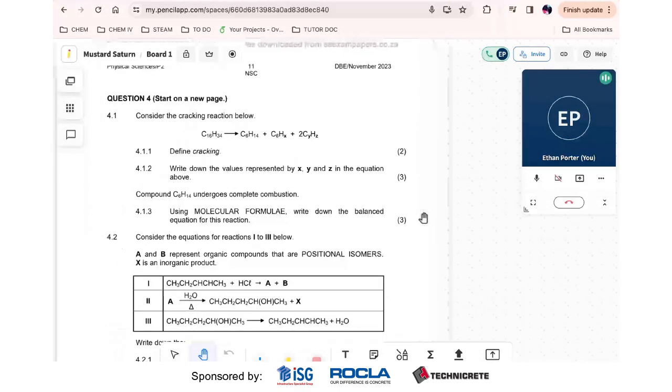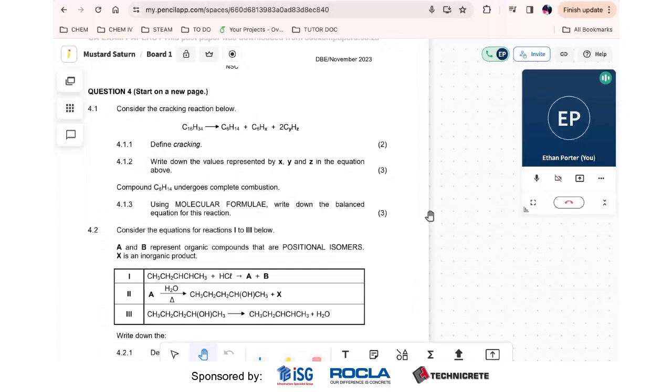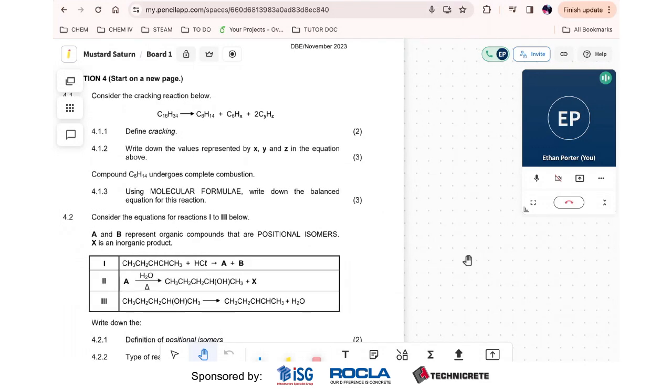The first question, question 4.1. Consider the cracking reaction below. So the reaction is given, and firstly they want us just to define cracking. Unfortunately this is a definition you'd have to memorize. Cracking is a chemical process in which longer chain molecules are broken down into shorter ones. Often, longer chain molecules are not very useful, and we would want them in shorter molecules.